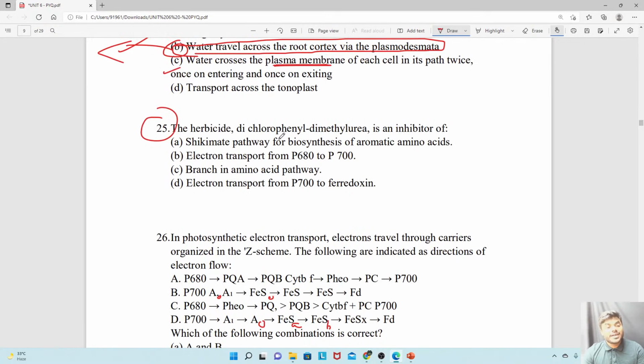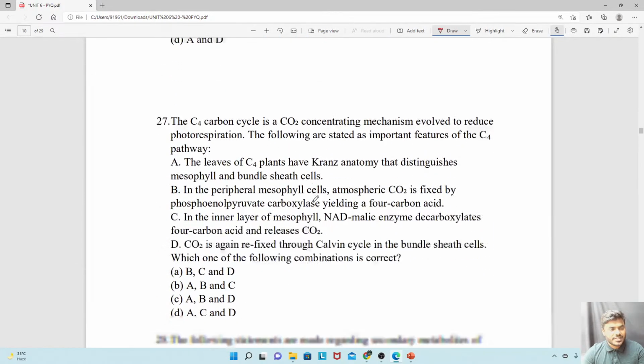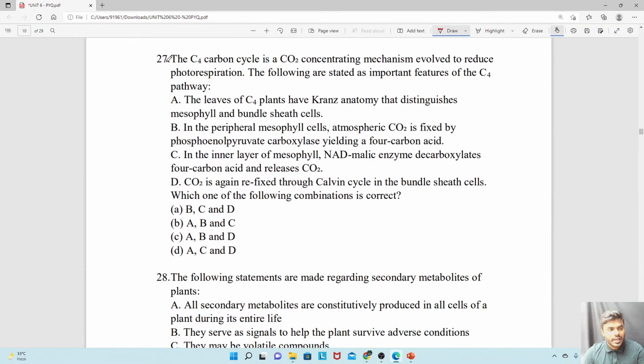Question number 25. The herbicide dichlorophenyl dimethylurea is an inhibitor of. We discussed it now, friends. It actually blocks the electron flow between P680 and P700. It's a direct question, friends. The answer will be B. This question we have already done. It got repeated. Okay. Question number 27.